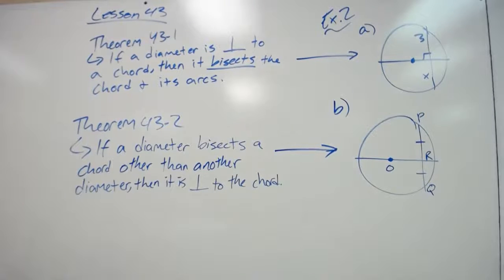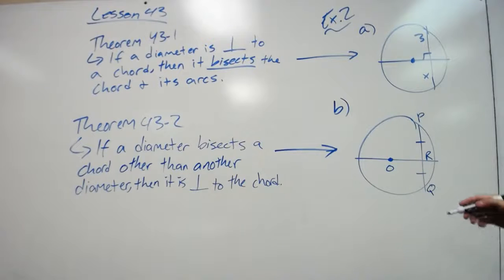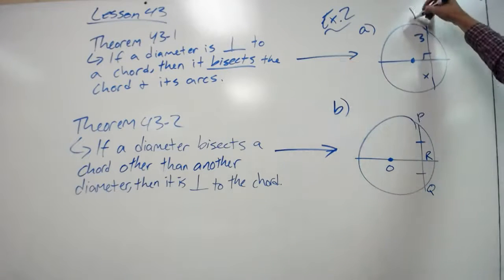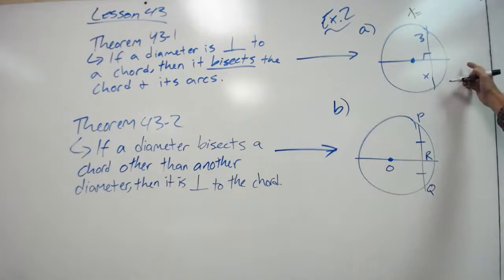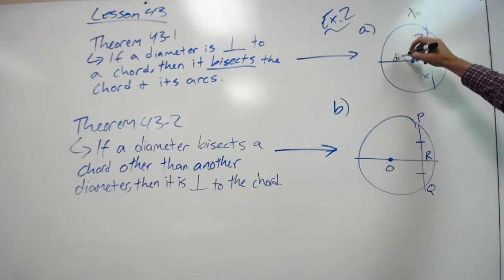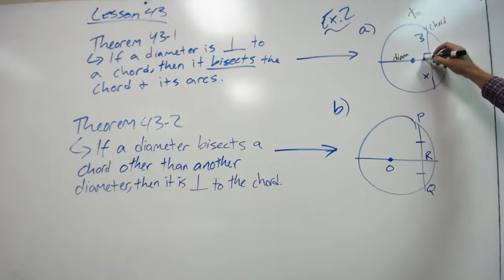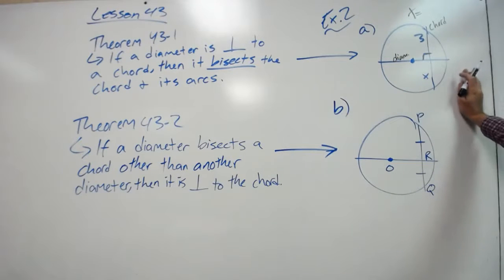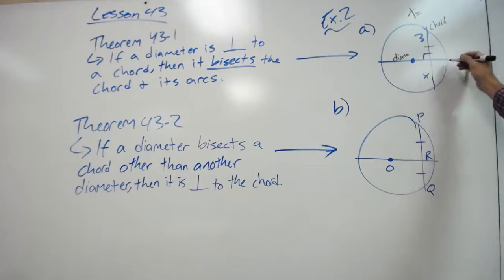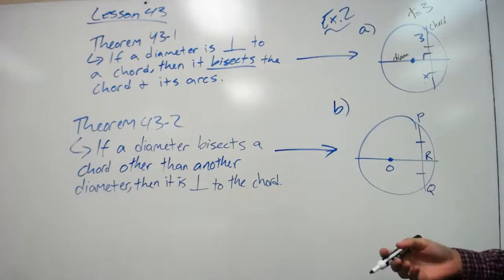So we look at example 2a to show what 43-1 means. We're trying to find x here. 43-1 says if a diameter is perpendicular to a chord, well, right here we have a diameter and a chord, and they are perpendicular. Then it bisects the chord and its arc. Bisects means cut it in two evenly. So that means this line is equal to this line. Therefore, if this is 3, x is also 3. And that's as easy as it gets right there.